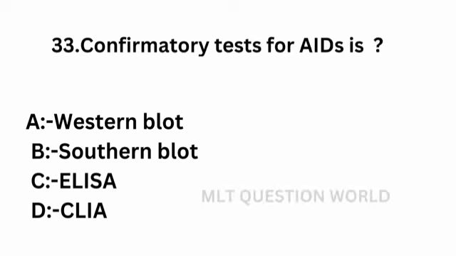Question number 33. Confirmatory test for AIDS is option A, Western blot, option B, Southern blot, option C, ELISA or enzyme linked immunosorbent assay, option D, CLIA or chemiluminescent immunoassay.